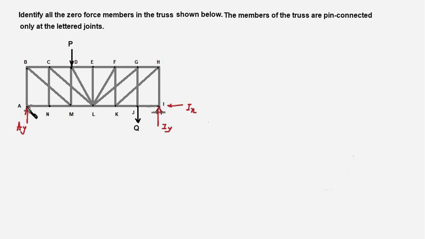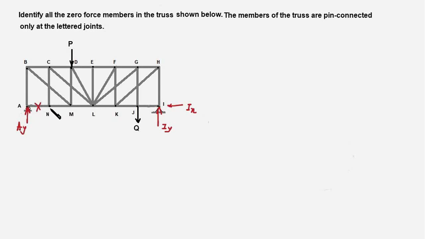Let's first look at joint A. This appears to be a right candidate for rule number 3. We have two members with a joint at A and there is an external force AY which is aligned with member AB, and therefore the member AN would be a zero force member. So this is a zero force member as per rule number 3.